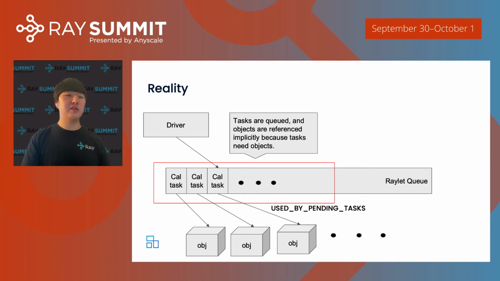We were able to see this by checking the reference type of the object, which was used by pending tasks. I figured out this issue really quickly and told the user that they just need to make the call task a little bit heavier so that they're not going to submit too many tasks at once. In that case, you can avoid having too large memory usage in a short time.